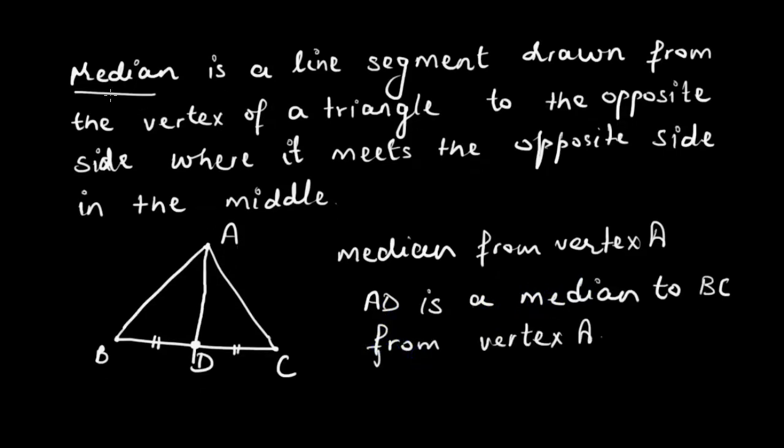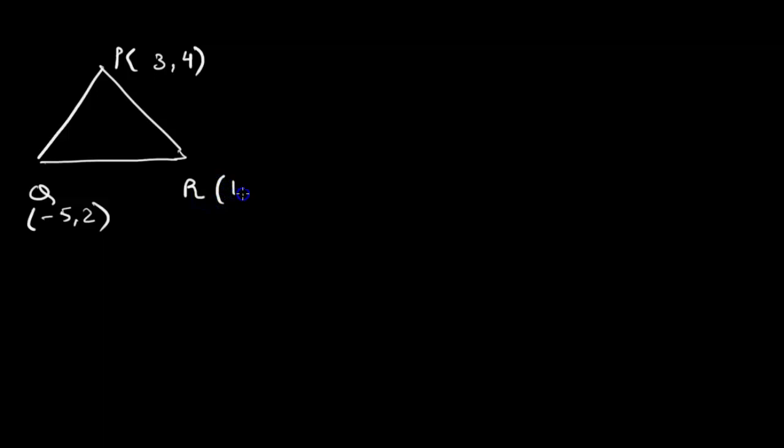Now as we have understood the meaning of median, let's understand how to find the median when we are given the coordinates of the vertices of a triangle. Let's say we are given a triangle PQR where the coordinates of point P are 3, 4. Coordinates of point Q are -5, 2. And the coordinates of point R are 1, -4. We are asked to draw the median from R. As we know, a median is drawn from the vertex to the opposite side, meeting the opposite side right in the middle. So this is how the median is going to look. We can mark the point where the vertex R meets the opposite side as S. Therefore, the median we have is RS.